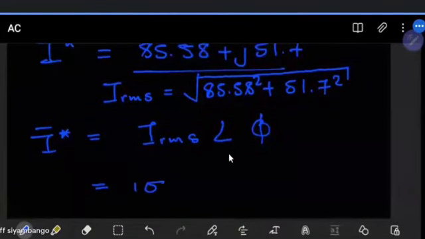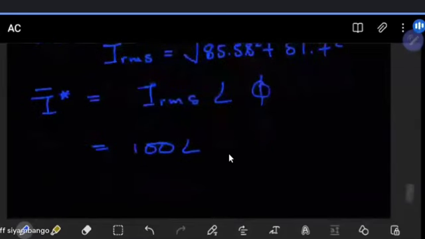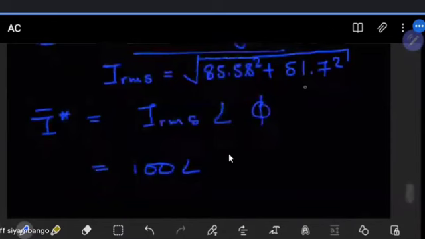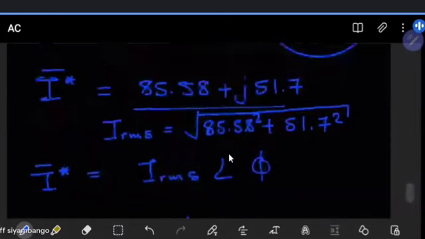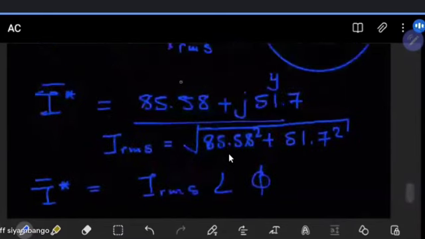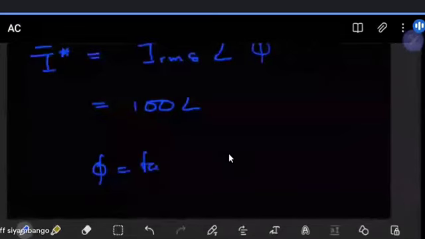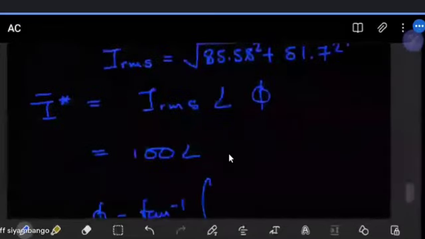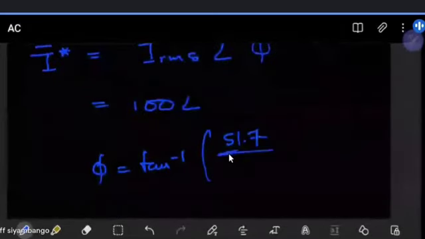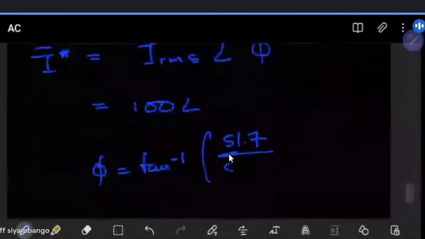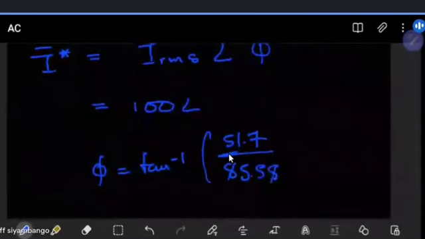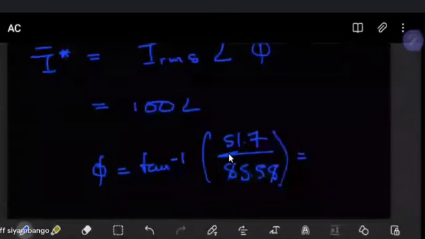And then to get the angle, you know to say, of course, taking this to be y, and taking this to be x, we can easily get the angle there, phi, being equal to tan inverse of y over x, which is 51.7 over x, which is 85.58. What do you get here? 31.1. 31.1 degrees.